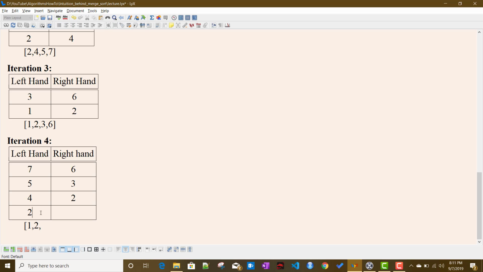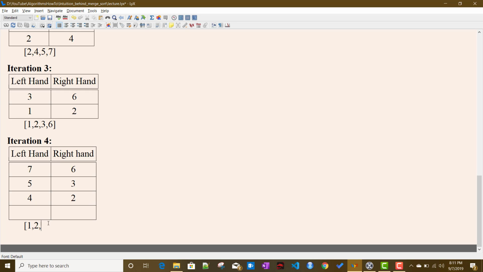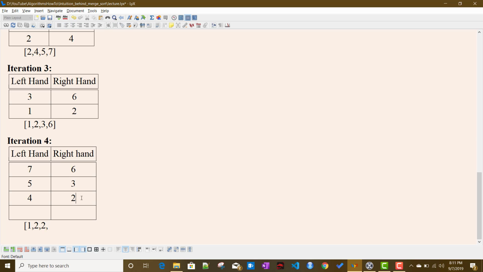Okay, now this 2 will be vanished. Now in our right hand we still have 2, right? From our left hand we'll pick 4 over here. Which one is smaller? This 2 is smaller. I will write this 2. Okay, I'll delete this 2 now.